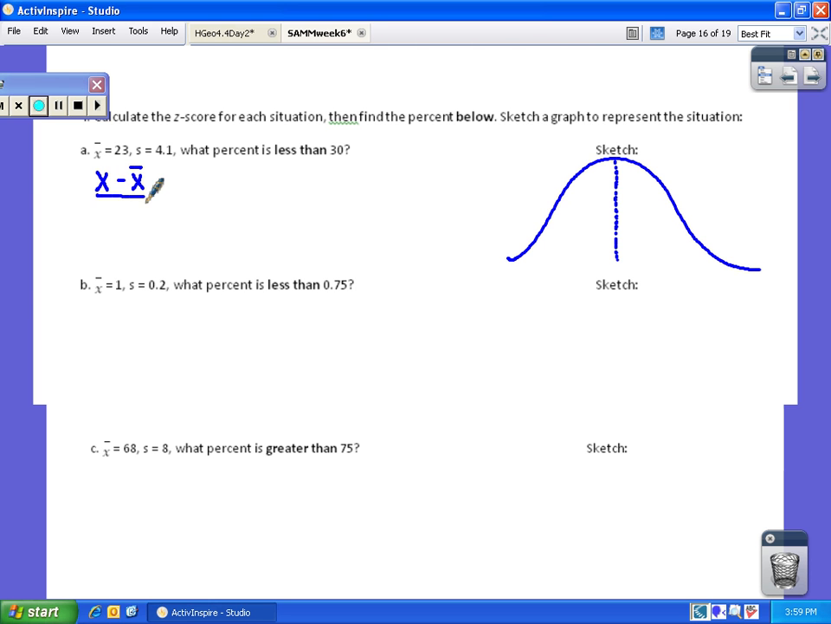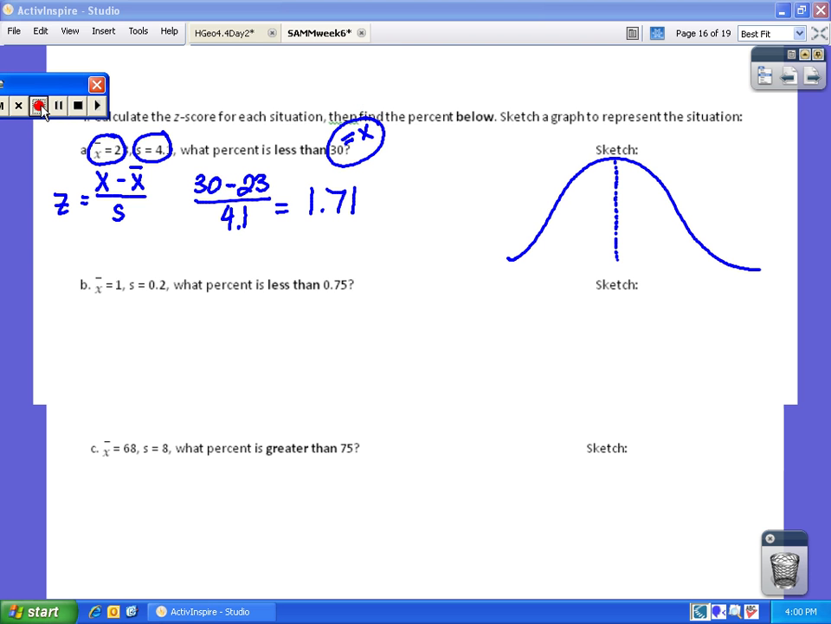I need to calculate my z-score using my z-score formula. Z is equal to x minus x bar over s. Here I have my x bar and my s. 30 must go in for x. Make sure you put the 30 minus 23 in parentheses when you plug it in your calculator, or you'll get the wrong answer. I found that I got a z-score of 1.71.